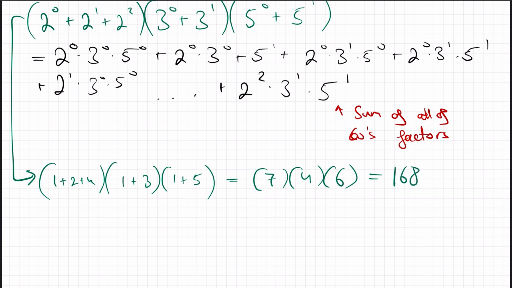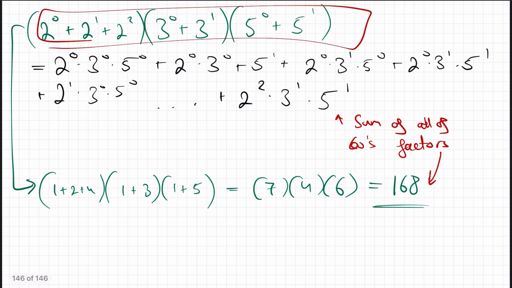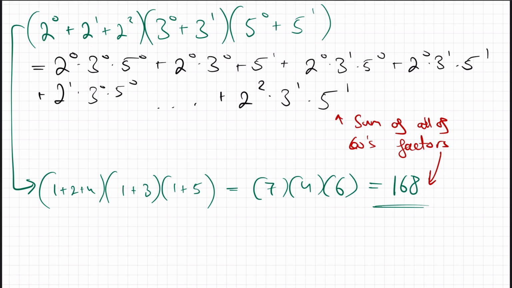So you can see here, that is the answer. That is the sum of all of 60's factors. And it actually gets better from here. That was pretty good, but there's one more extra thing which makes it even better, which is the fact that these are geometric sequences individually.